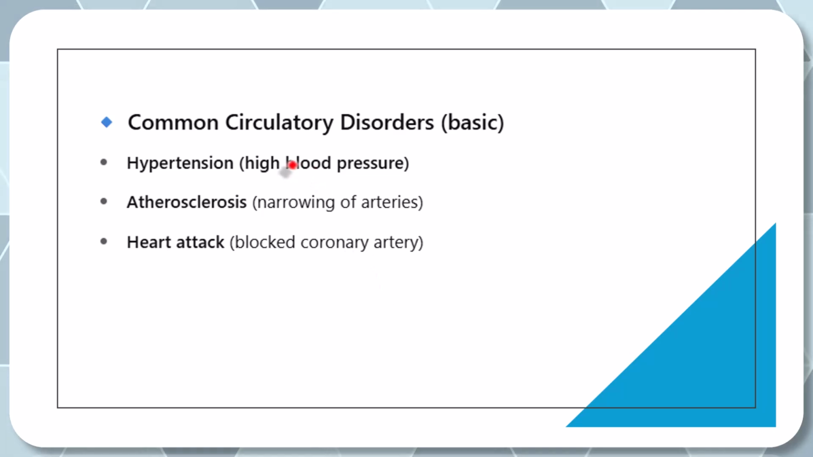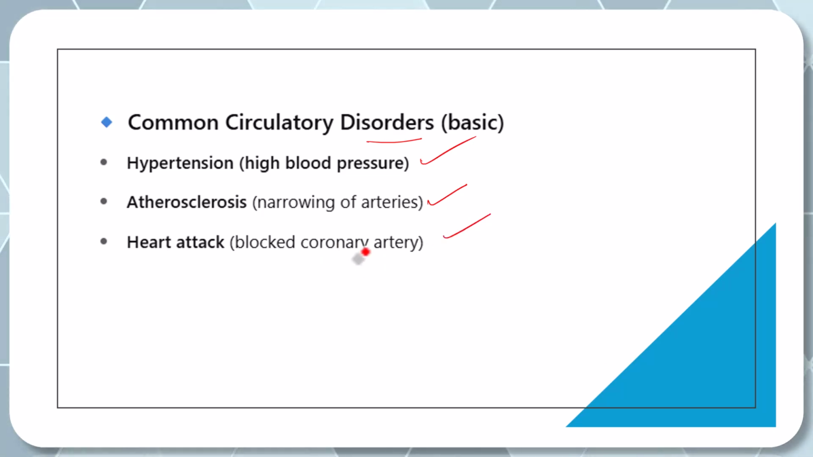Now, the next thing, we need to know some disorders. Just very quickly, we have hypertension. Hypertension is when you have high blood pressure that goes beyond normal. These are some of the diseases and disorders that are linked with the circulatory system. We also have the narrowing of the arteries, and we also have the blocking of the coronary artery.